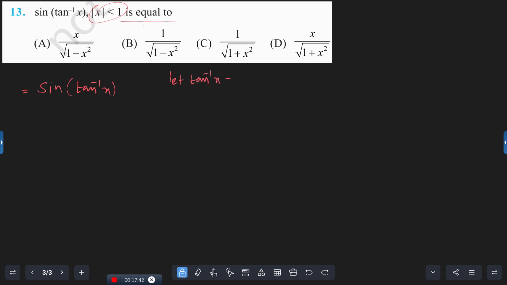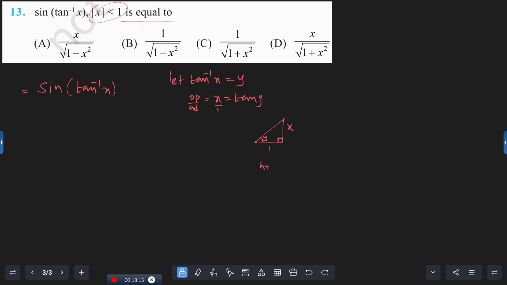tan inverse x is equal to theta, or y also if you want to take, not an issue, that is our wish. Understand? Then when you apply tan on both sides, what will I be getting? x is equal to tan y. So this will be opposite divided by adjacent. Triangle if you draw, tan y, opposite value x, adjacent value 1 you have to take. By using Pythagoras, what will you be getting?